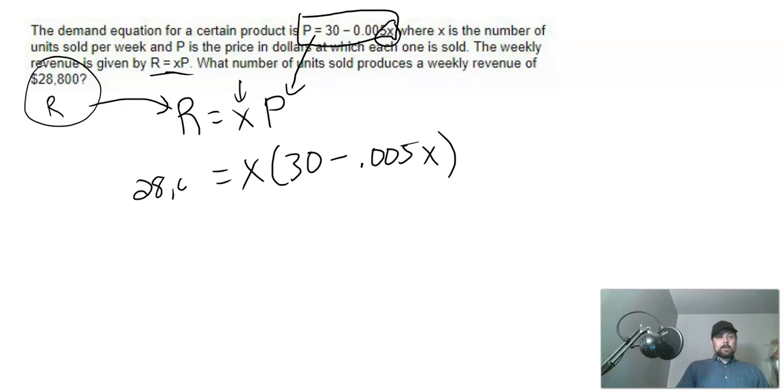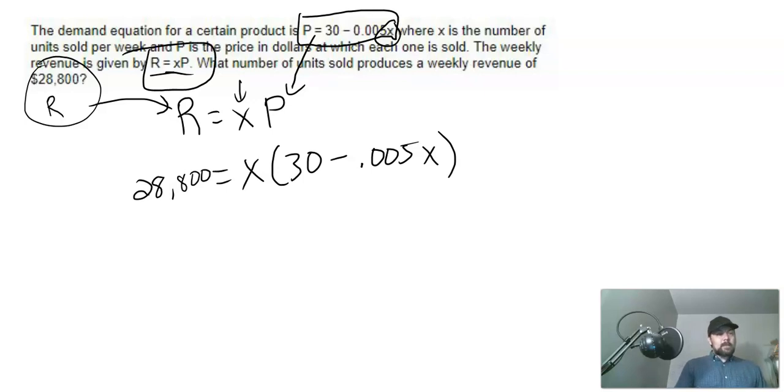So 28,800, I left out the 8, right, is the revenue they've given us. And so we plug that into the formula also. So like I said, it's all there, but we have to take all that information and know to plug it into this formula here to get our equation.